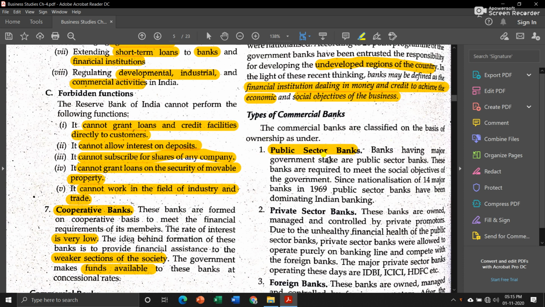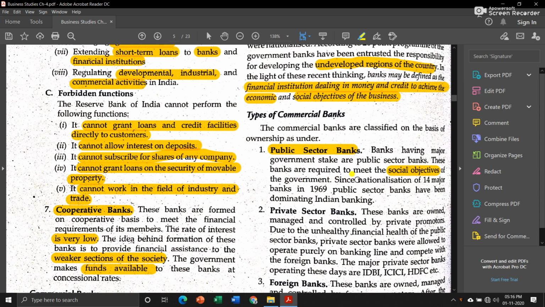Banks having a major government stake are public sector banks, meaning those banks in which government participation is more than 50 percent are known as public sector banks. These banks are required to meet social objectives. Their motive is not only to achieve economic objectives, but their main motive is to achieve social objectives as well.